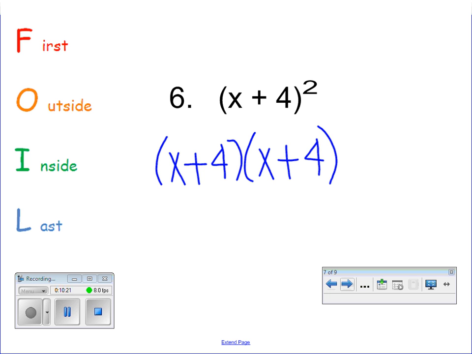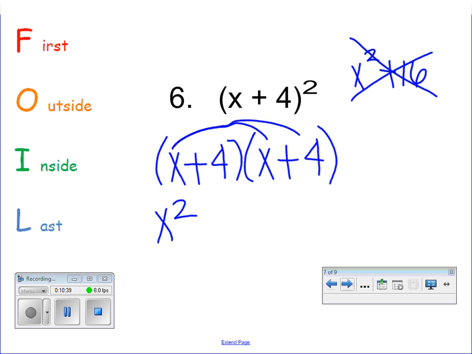You will get it wrong if you tell me the answer is x squared plus 16. It doesn't work like that. Okay, so do not do this. x plus 4 times x plus 4. Now we can FOIL this just like normal. x times x gives me x squared. x times 4 gives me 4x.